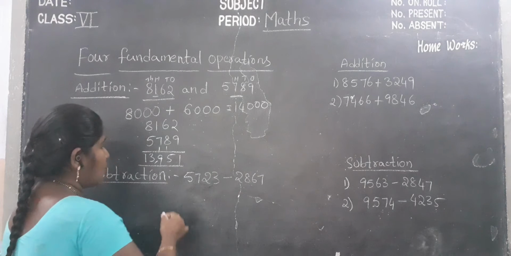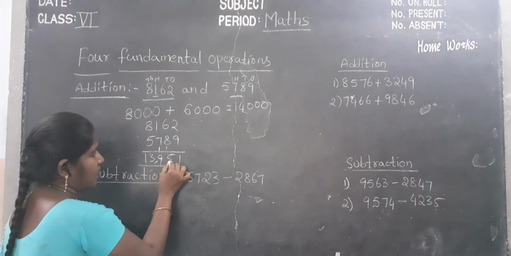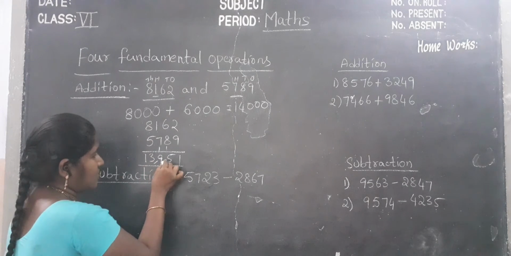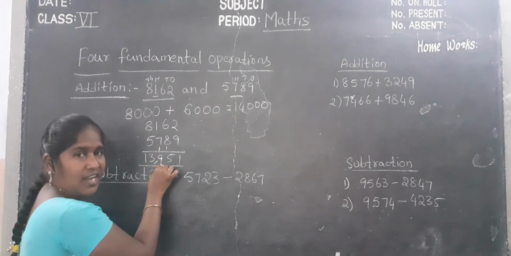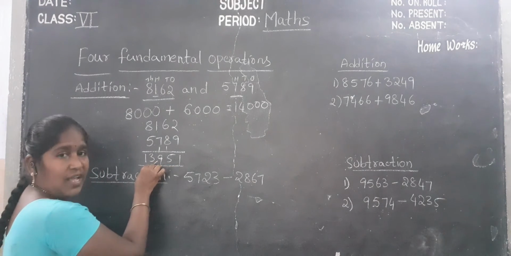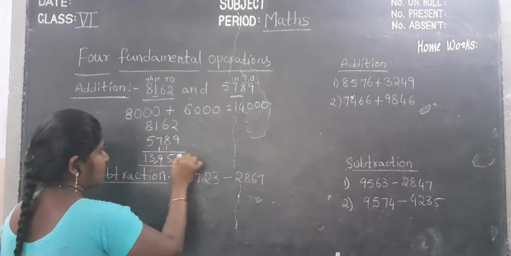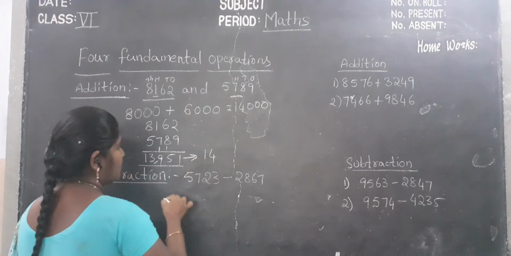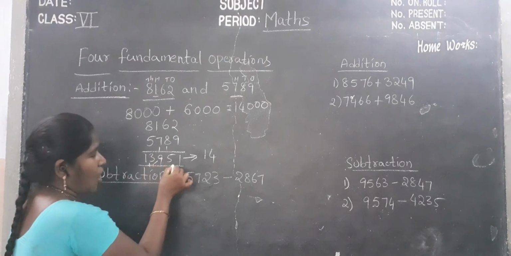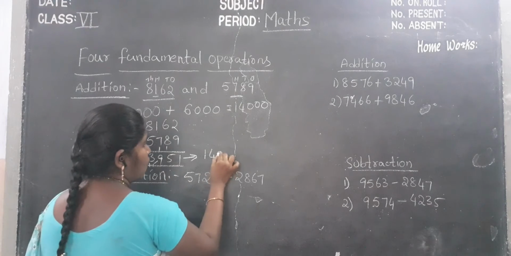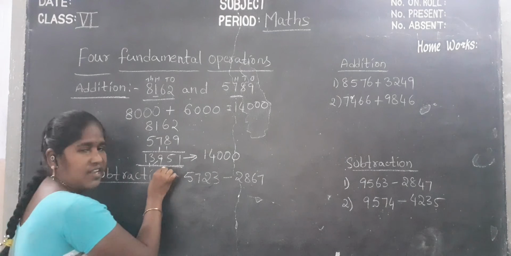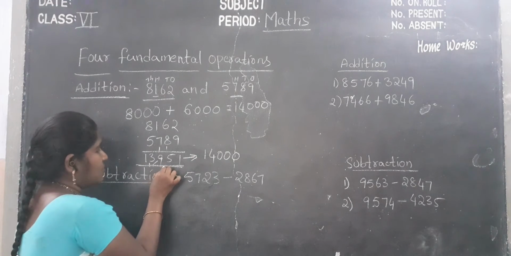See children, so 13,951 is which nearest thousand? Which number is the nearest thousand? See children, 13,951. So 13,000. The right side of the thousands place is the hundreds place. That one is 9. 9 is greater than 5. Greater than 5 means we should add plus 1 to the thousands place. Plus 1 is 14,000. So we are estimating the nearest thousands, rounding of thousands numbers, children.